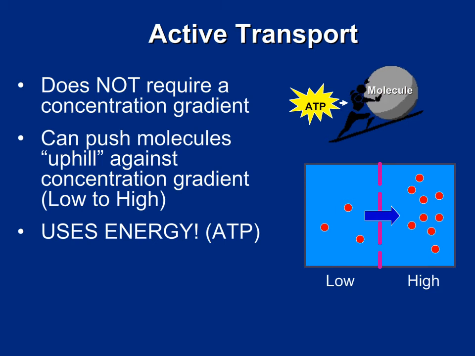But let's say I really like apples, or let's say another molecule that's important to the cell, and I want to bring them all inside the cell. In that case, I can use active transport to literally pull things from an area of low concentration to an area of high concentration. But in order to do this, I will need some kind of energy, mostly ATP.